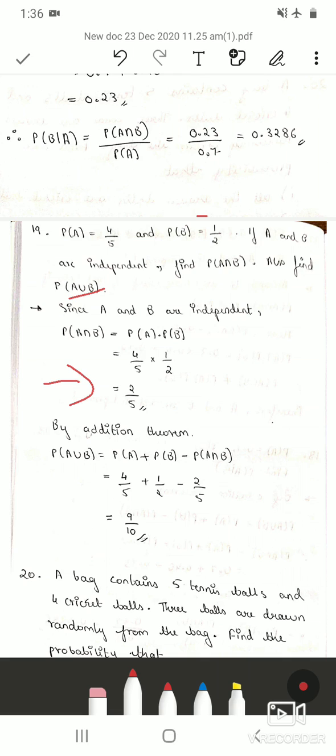So then to find probability of A union B, we can use the addition theorem. Therefore, probability of A union B is probability of A plus probability of B minus probability of A intersection B. So substitute the values. Therefore, probability of A union B would be 9 by 10.